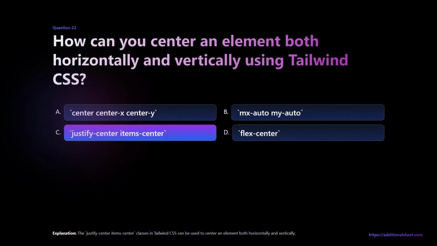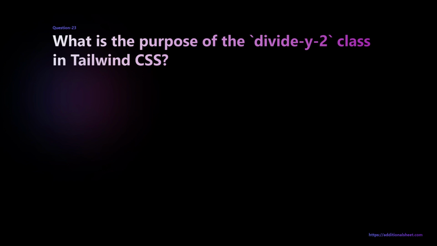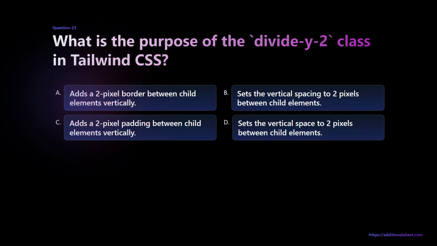The correct answer is option C, justify center item center. What is the purpose of the divide Y2 class in Tailwind CSS? Option A, adds a 2-pixel border between child elements vertically. Option B, sets the vertical spacing to 2 pixels between child elements. Option C, adds a 2-pixel padding between child elements vertically. Option D, sets the vertical space to 2 pixels between child elements.